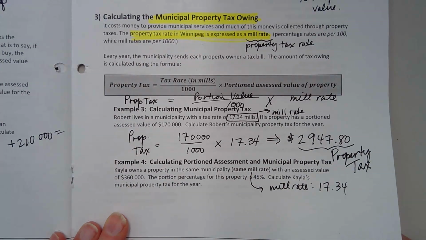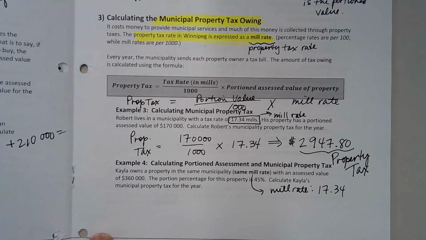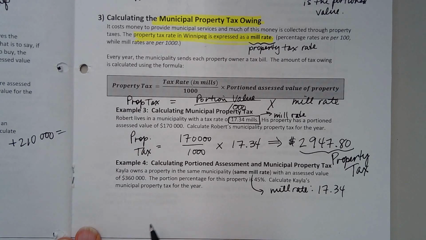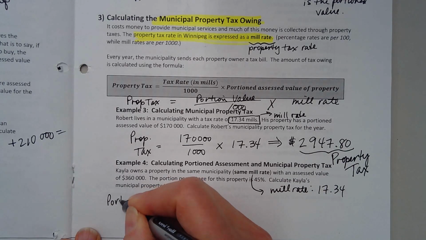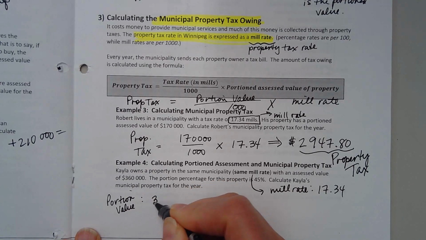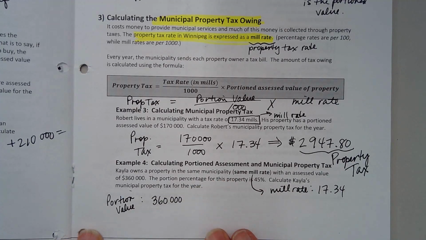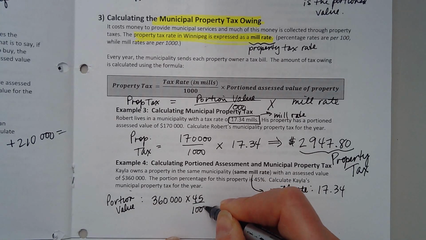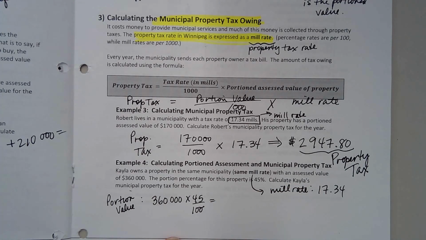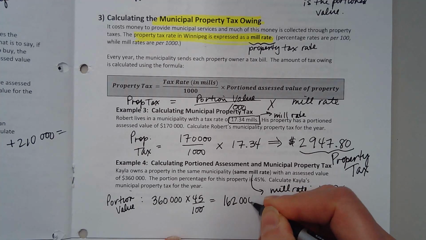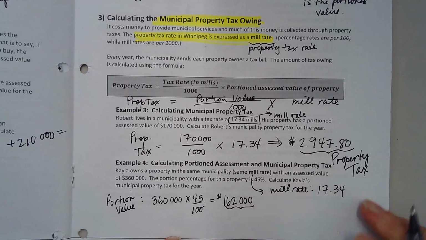Calculate her total property tax. So this time, they're giving us the total value, and she doesn't get taxed on the total value, which is good. First, we're going to figure out what her portion value is. Portion value is going to be, I take the total value and just find 45% of that. Okay. So this is the portioned value.